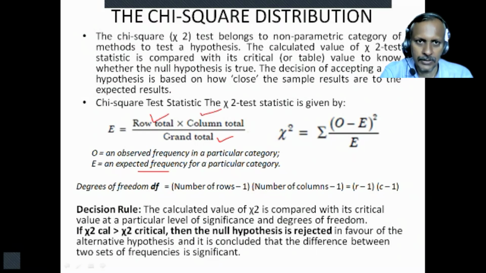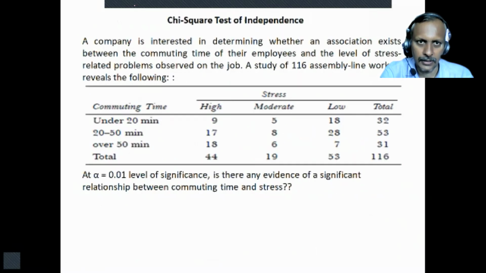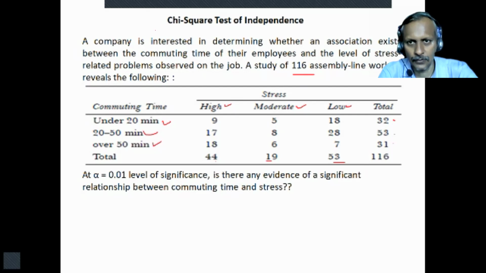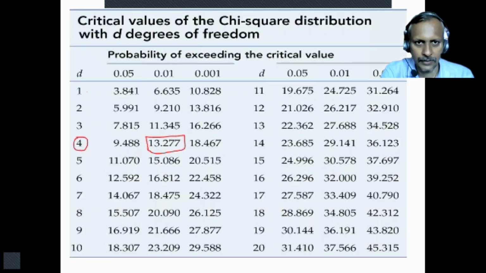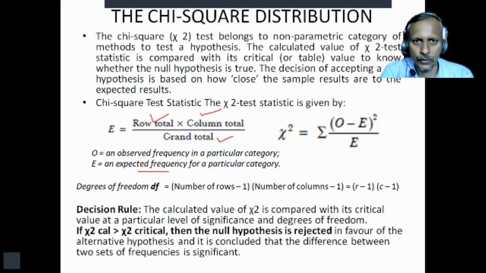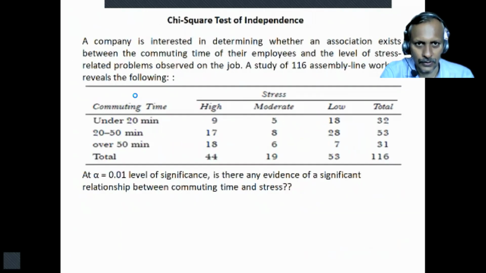And then the observed variables are already given in the problem. So these are all the observed variables: 9, 5, 18, 17, 8, 28, 18, 6, 7, and then 44, 19, and 53. These are the observed variables, and we need to find out the expected value. The expected value is row total into column total divided by grand total.